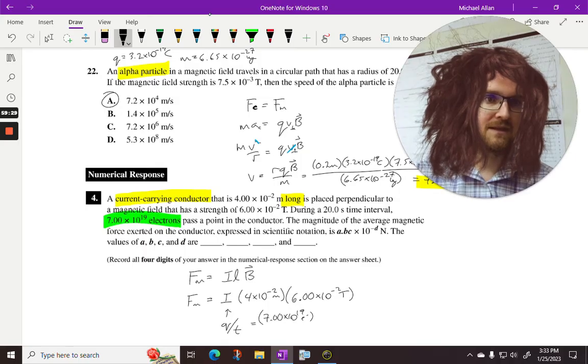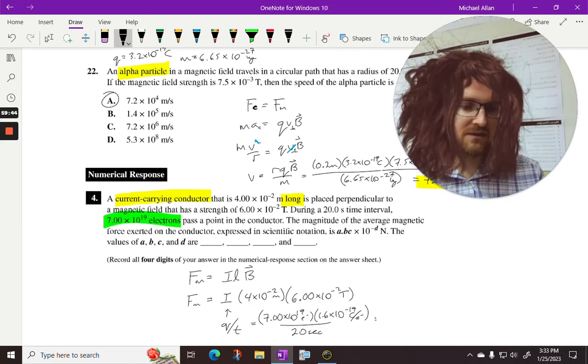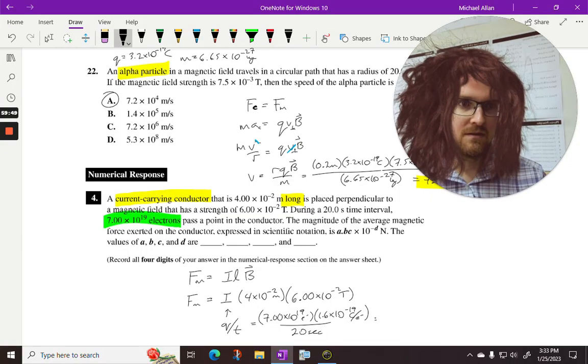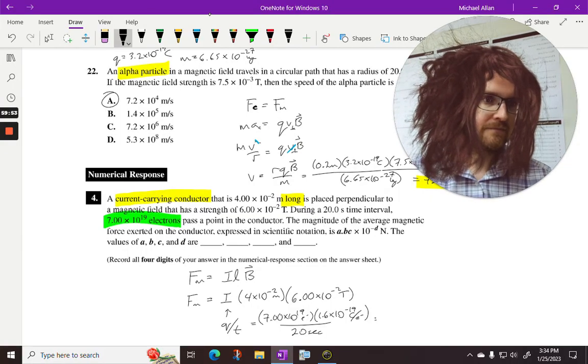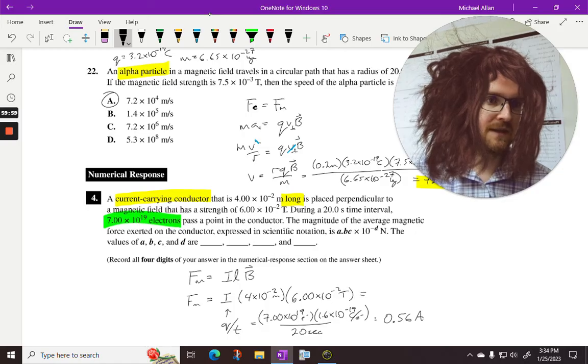All right, so I'm going to take that and times it by the charge of an individual electron. Oh, so it's going to be relatively a nice number here. Coulombs per electron, right? I'm going to divide this by 20 seconds, sorry, not centimeters. And then we can find out what the current is. So let's find out what the current is first. Okay, and then divide by 20. So I get 0.56 amperes here.